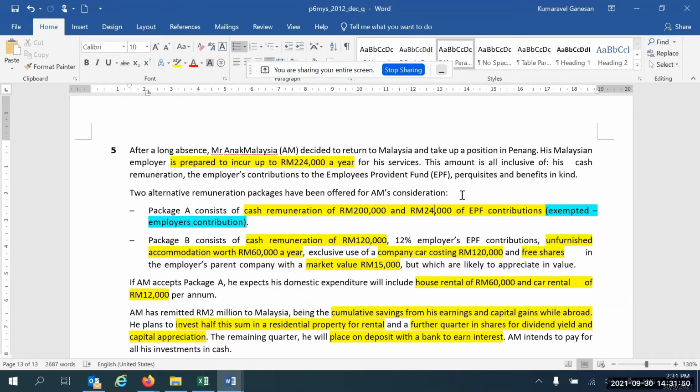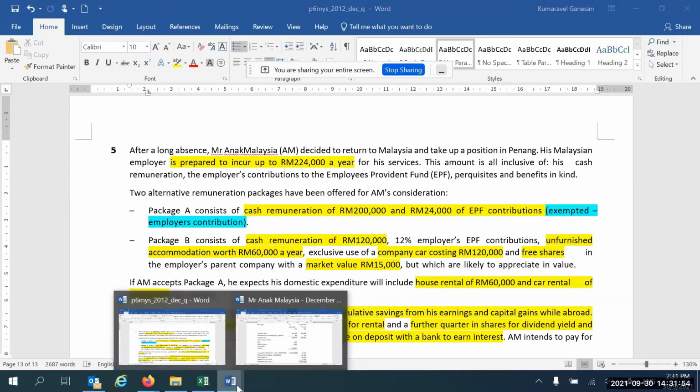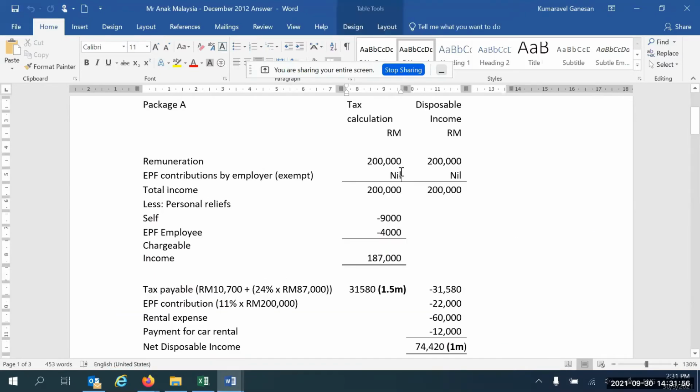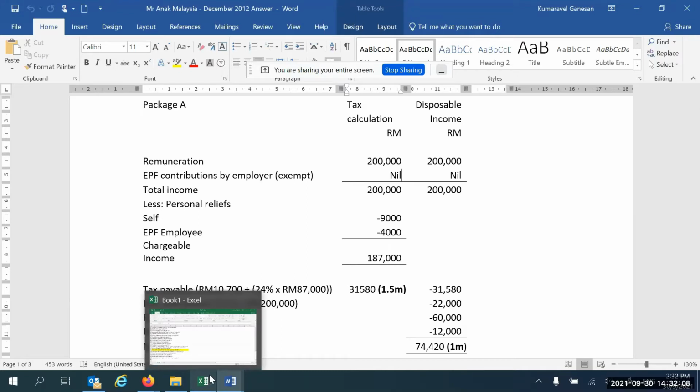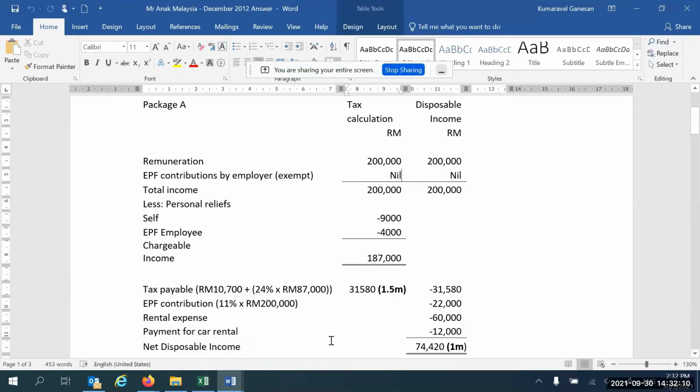So please don't go and write taxable here. Now, I'll come to disposable income later. Let me finish my tax payable. So self and EPF employee. Nothing is stated about his child and all that. Now, how do I count? The other day I already taught you.